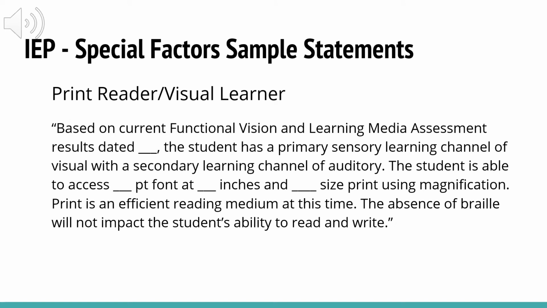Sample statement for a visual learner. Based on current functional vision and learning media assessment results dated March 12, 2020, the student has a primary sensory learning channel of visual with a secondary learning channel of auditory. The student is able to access 14-point font at 12 inches and below 14 font using magnification. Print is an efficient reading medium at this time. The absence of Braille will not impact the student's ability to read and write.